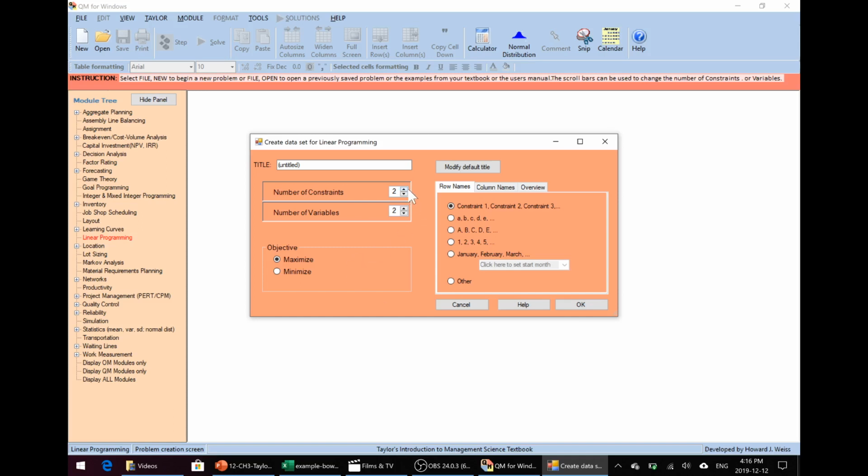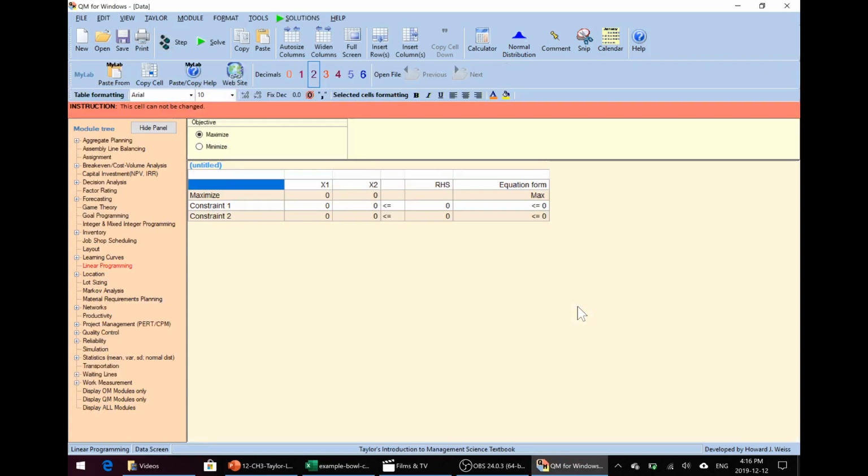How many number of constraints? We can just increase this number of constraints. The number of variables, we can increase them, decrease them. We can give a title if you like, maximize, minimize, and so on. So we will solve the same problem as Bowles and Marx. I will show you the same problem and try to solve this. So we just say there are two constraints, two variables, and it's a maximization problem. We say okay, and we say okay.